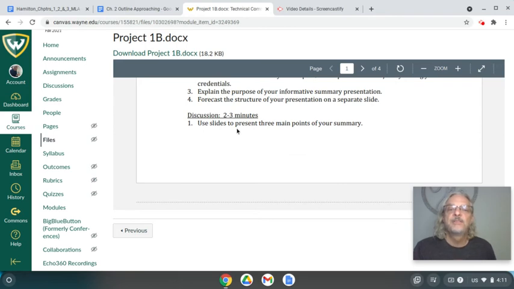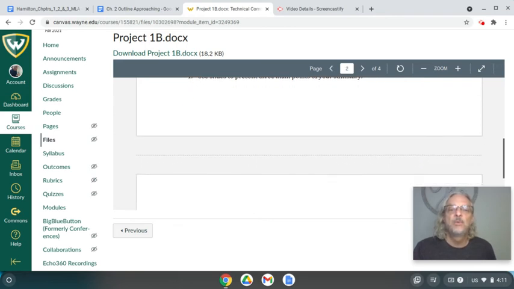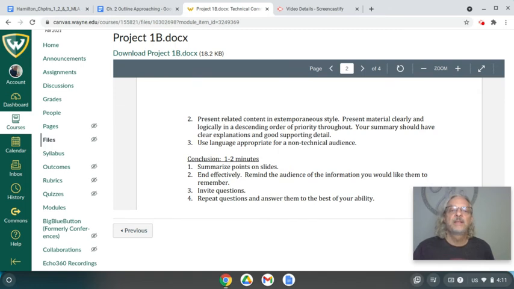And then you use your slides to present three main points of your summary. What are the three main things? Present related content, extemporaneous style. That's what we're really going for. Now, in this very first one, if you wanted to have something more written out, this is just my scribbles letting me know which videos I need to make. All right. But what I'm doing here is extemporaneous. I know what I'm saying. I know what I need to say.